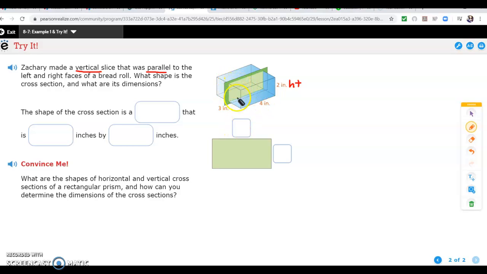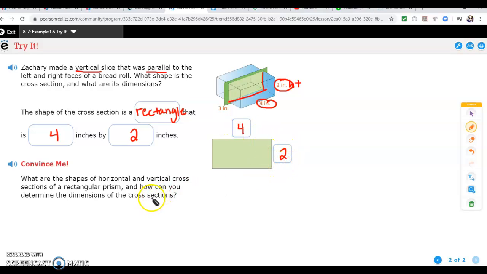So when we look at this green right here, this distance, that's coming from this 4 inches, and this height is coming from this 2 inches. So we have the shape of this cross section is a rectangle that is 4 inches by 2 inches, and we can show it on here, 4 by 2.